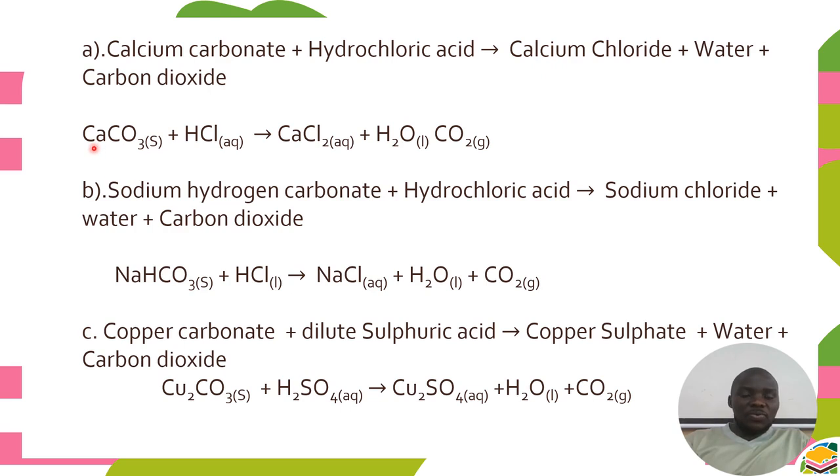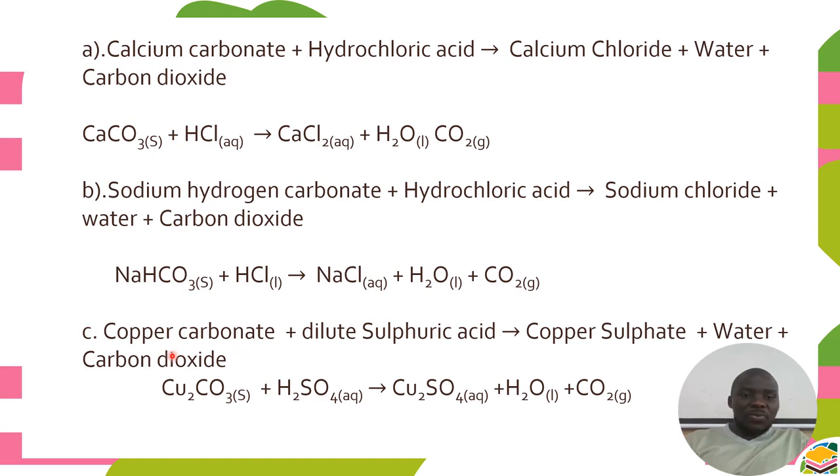This is a word equation which can also be written in this way. We have calcium carbonate reacting with hydrochloric acid to produce calcium chloride, which is a salt, H2O, which is water, and CO2, which is carbon dioxide. As well as sodium hydrogen carbonate and hydrochloric acid can react to produce sodium chloride, which is a salt, water, as well as carbon dioxide. So this one is a metal hydrogen carbonate, or this one is a metal carbonate, but the products are the same. We have a salt, water, and carbon dioxide.